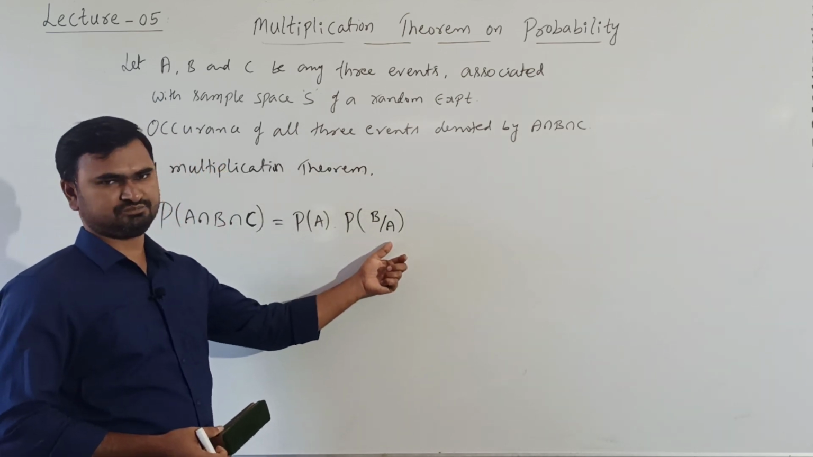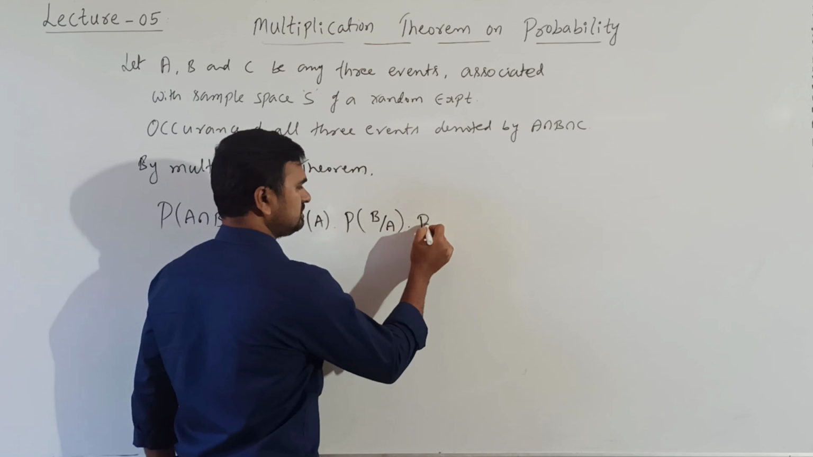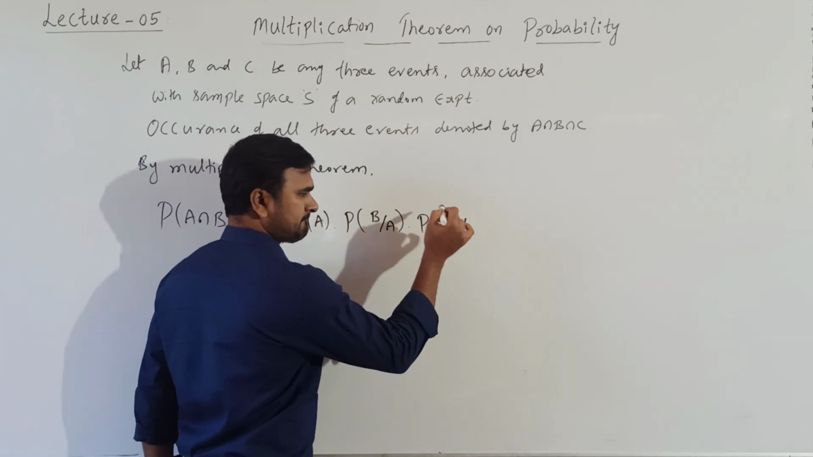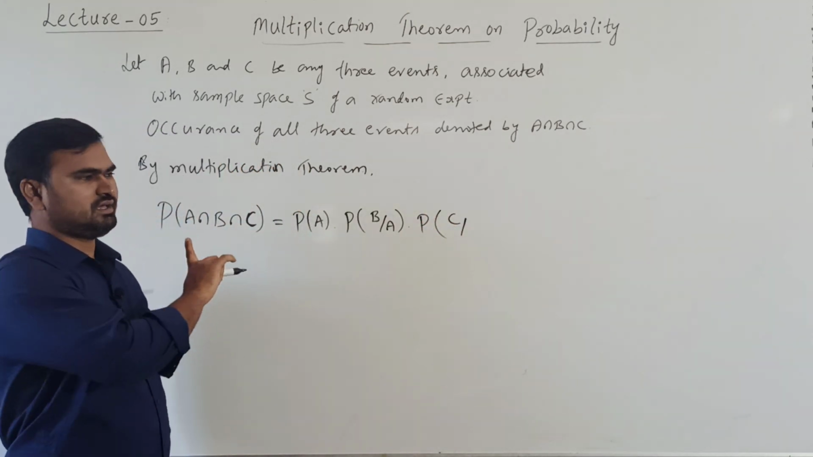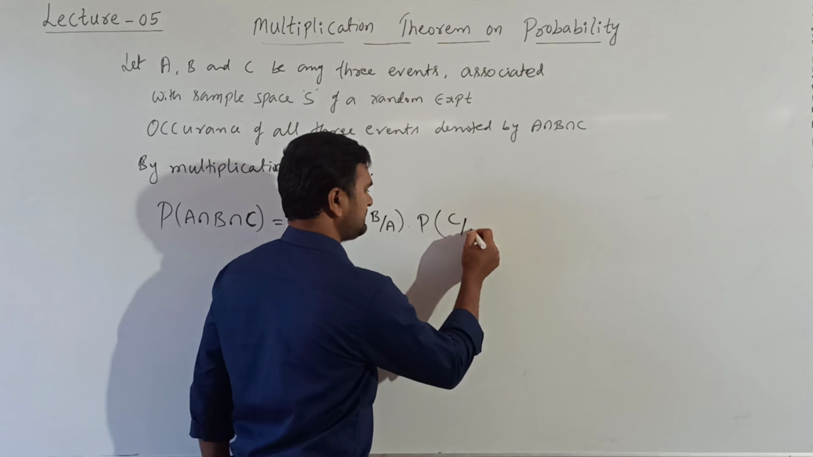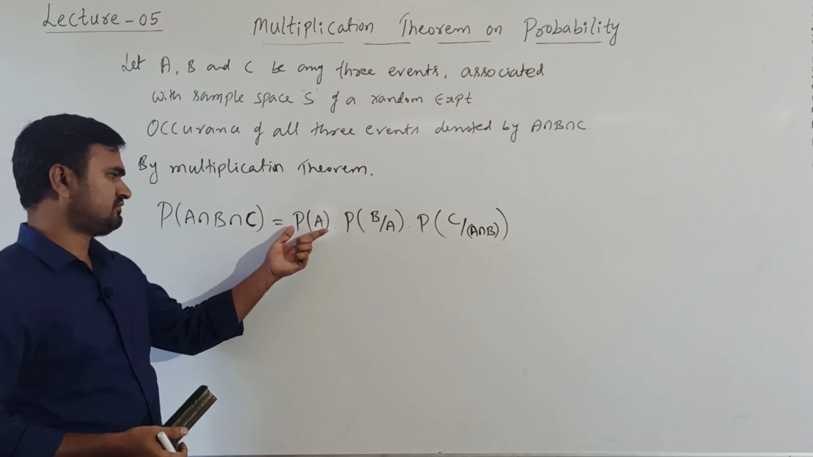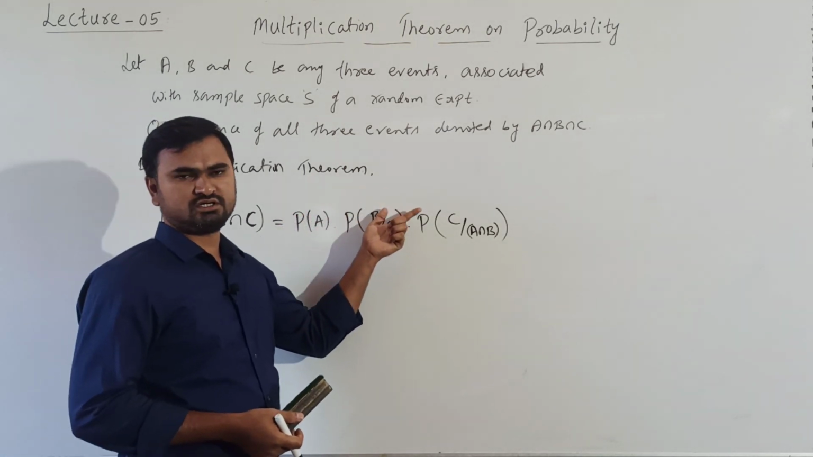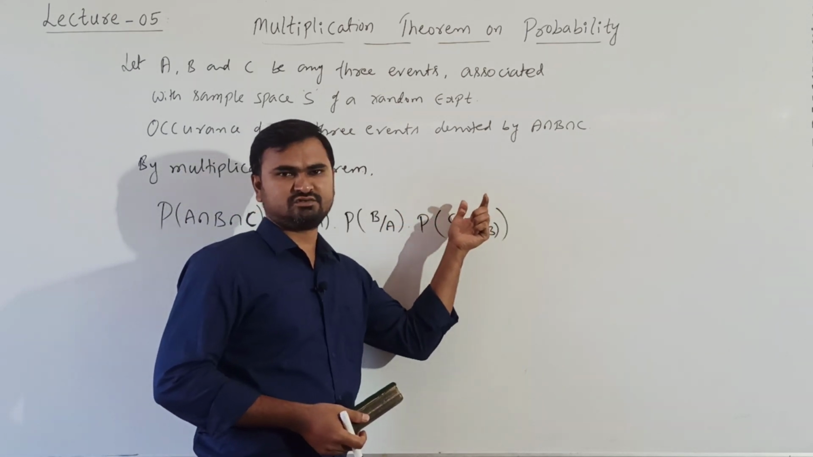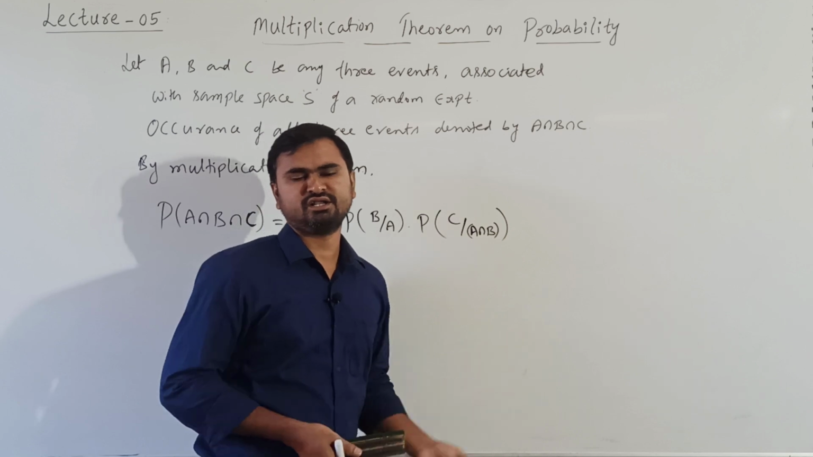So now two events have occurred. A has occurred and then B has occurred knowing that event A has already occurred. Now we are interested in the probability of the third event also. The third event C should also occur, given that A and B both have already occurred. Both A and B having occurred means it is A intersection B. So the probability of occurrence of event A, times the probability of the second event knowing that the first has occurred, and then the probability of the third event knowing that the first two have already occurred. Now the same we can extend for any number of events.